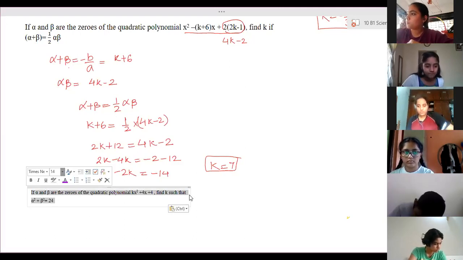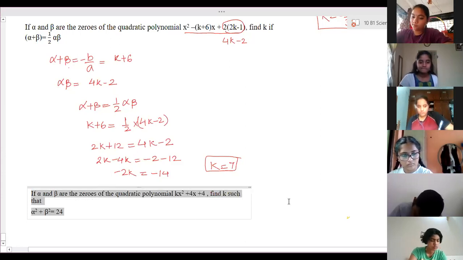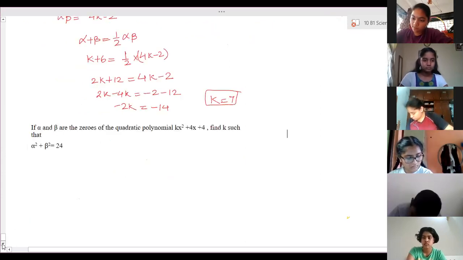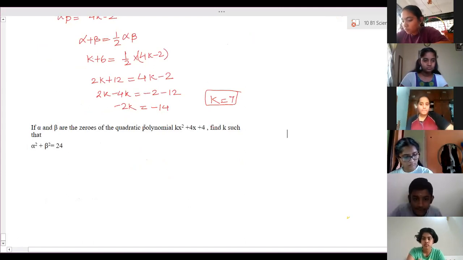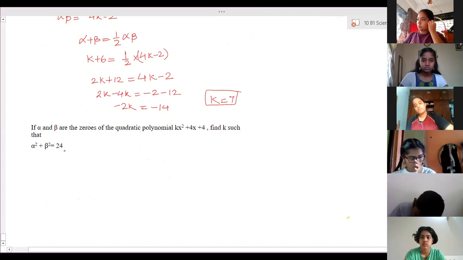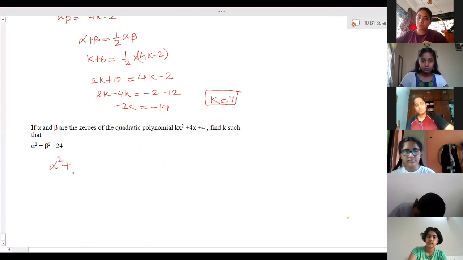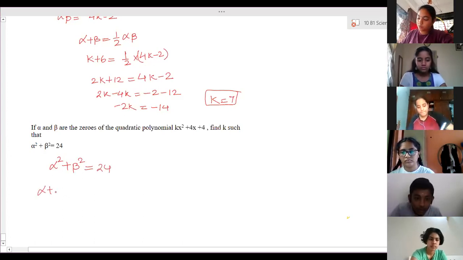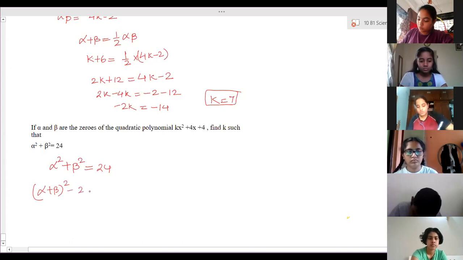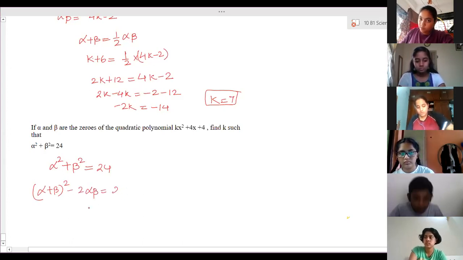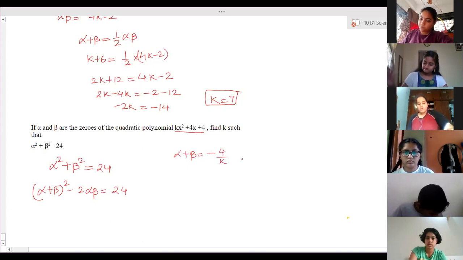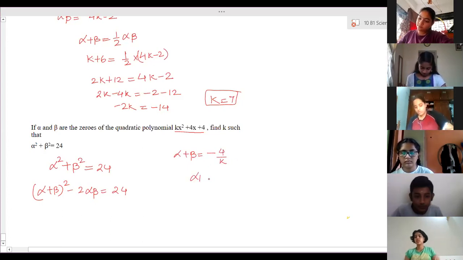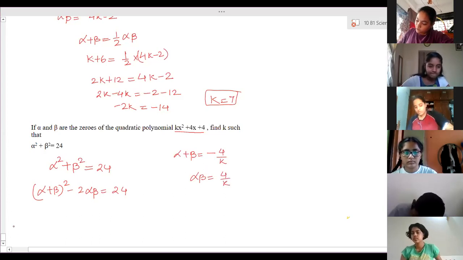Identity. So here alpha square plus beta square is equal to 24. So the relation between alpha square plus beta square, identity: alpha plus beta whole square minus 2 alpha beta is equal to 24. So what is alpha plus beta? From this equation, minus 4 by k, and alpha beta is plus 4 by k. Simplify.